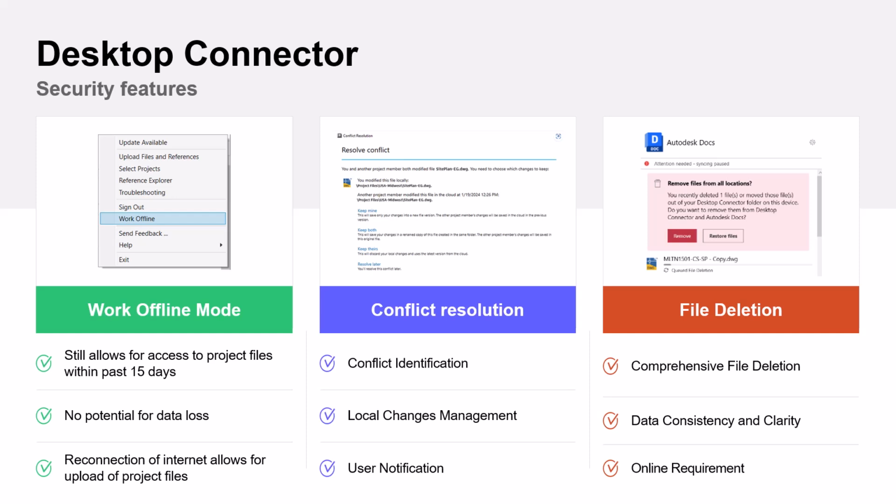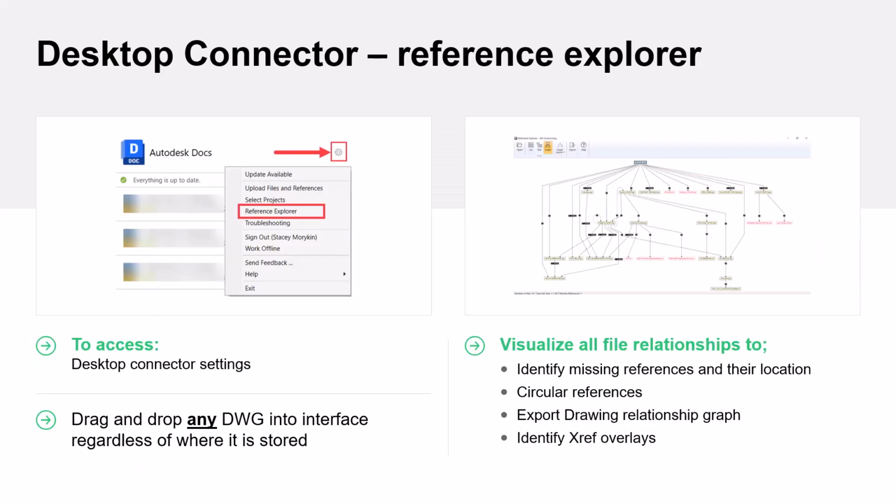File deletion. There is a comprehensive file deletion tool to remove files from all the locations. The feature provides a thorough cleaning solution by ensuring that when a file is deleted from a connector, it is also removed from the corresponding data source. This feature is essential for maintaining data consistency across all the locations and preventing any confusion that could arise from outdated or unnecessary files. In Desktop Connector, you can also understand what is the situation with the reference file. You can use this utility for any DWG file.